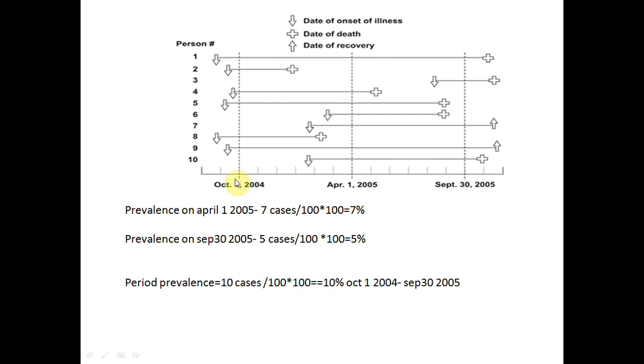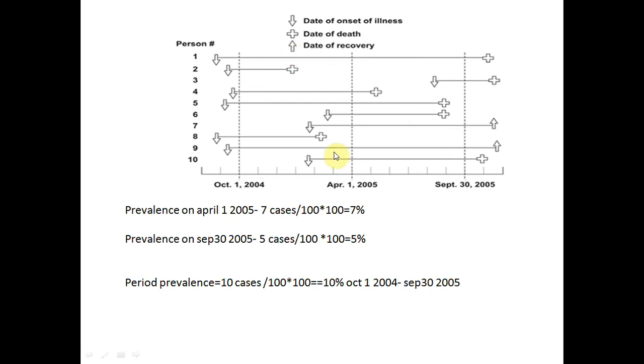Period prevalence for the period of October 1 to September 30. So how many cases? 1, 2, 3, 4, 5, 6, 7, 8, 9, 10. So a total of 10 cases were present. We are not bothering when they joined or whether they died or not. Whether they were there as a case, we'll consider it. That is the prevalence. Whether they recovered or they died, nothing matters. So that is why incidence is very important. Prevalence is just giving a percentage.